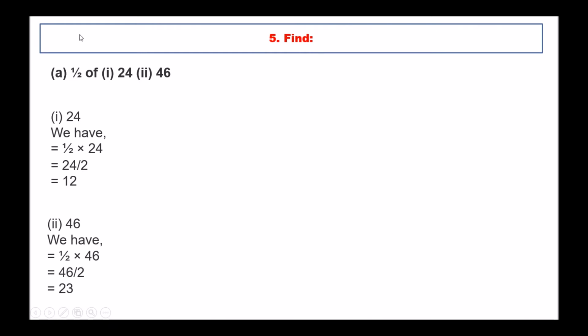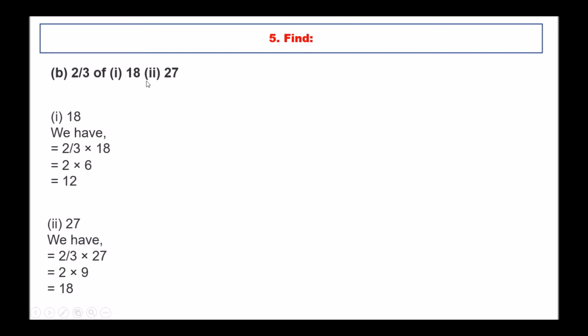Fifth question is, find half of 24 and 46. So 24. We have half into 24. That is 24 upon 2. That is 12. Half of 24 is 12. 46. So half of 46 is 46 upon 2. That is 23.